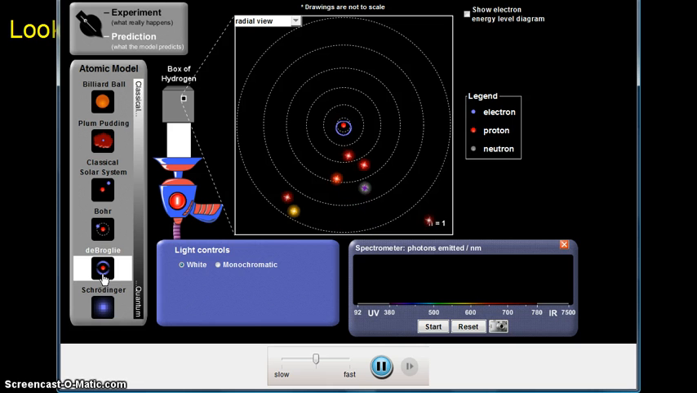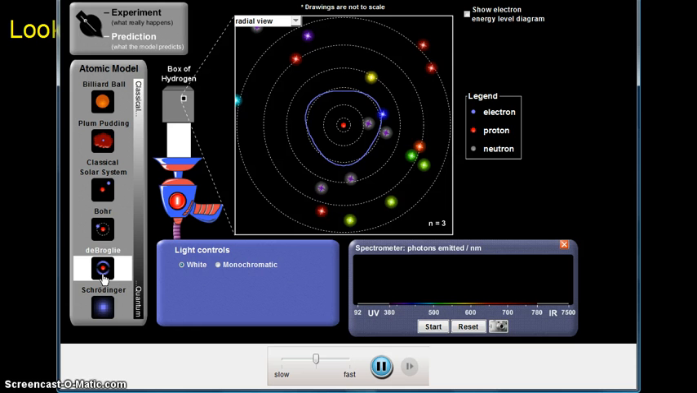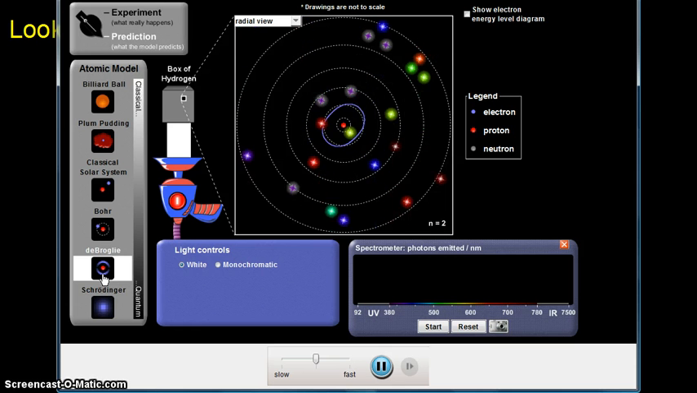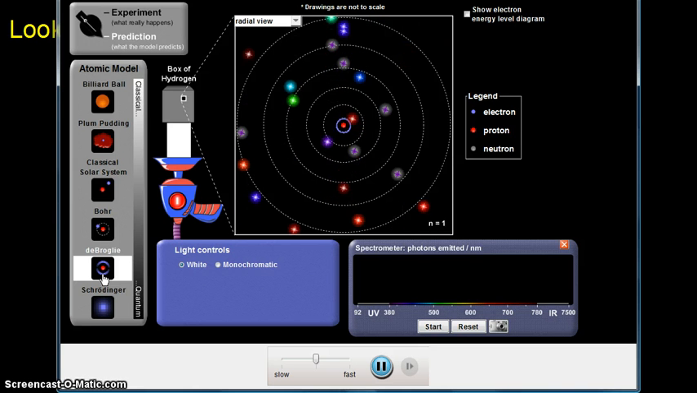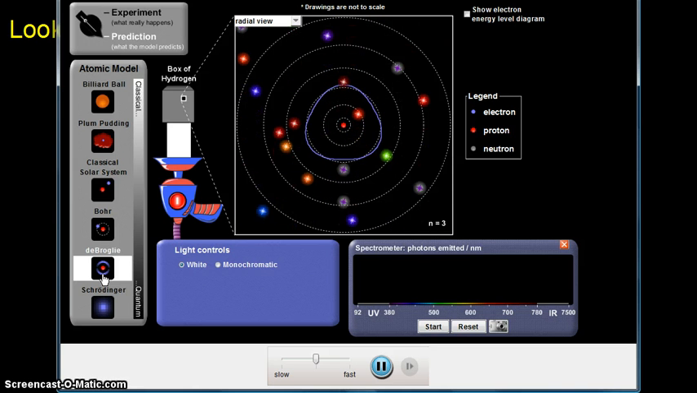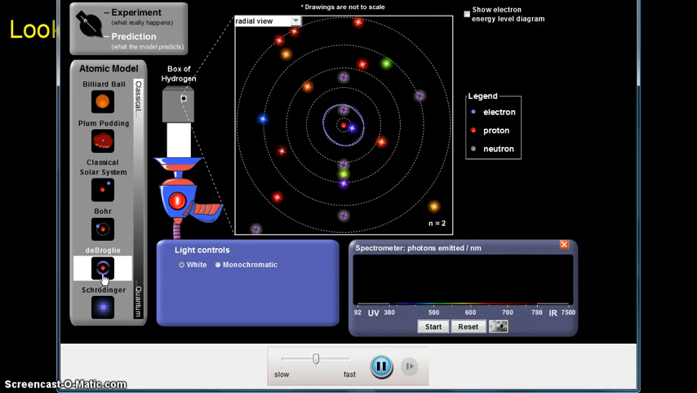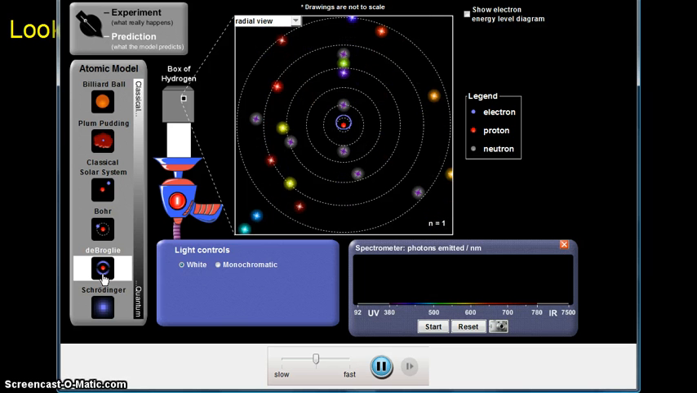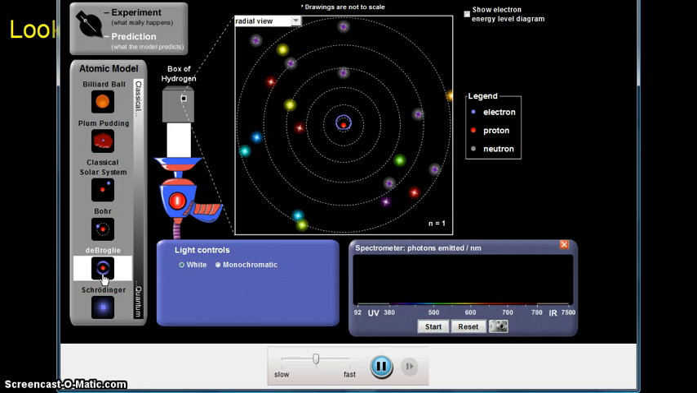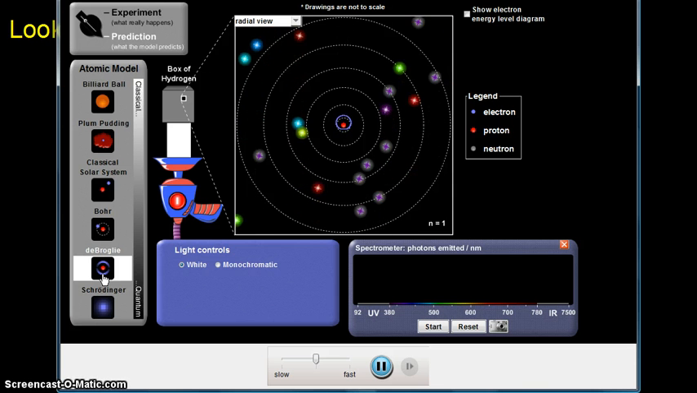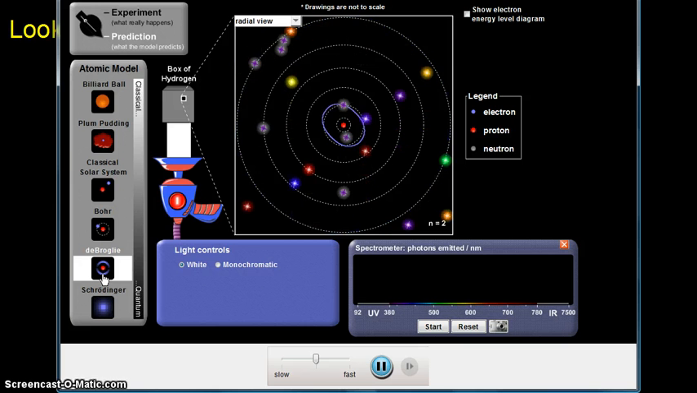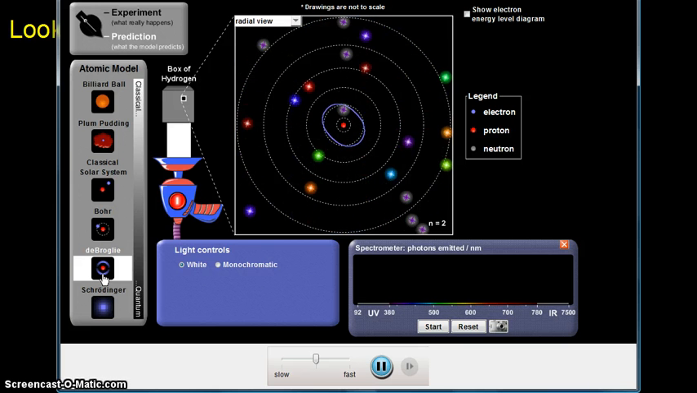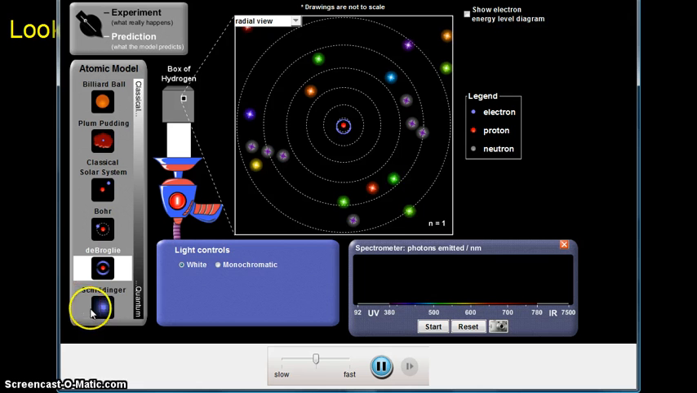De Broglie complicated it more. He wanted to look at why the electron only fits in certain places. And so he thought of electrons as waves. And so these waves could fit in certain places around the nucleus and not others. And so when the electrons got hit by light, they would be excited, and the frequency of the wave would change. The amount of energy the wave had would change, and so the wave would fit in a different place around the atom.